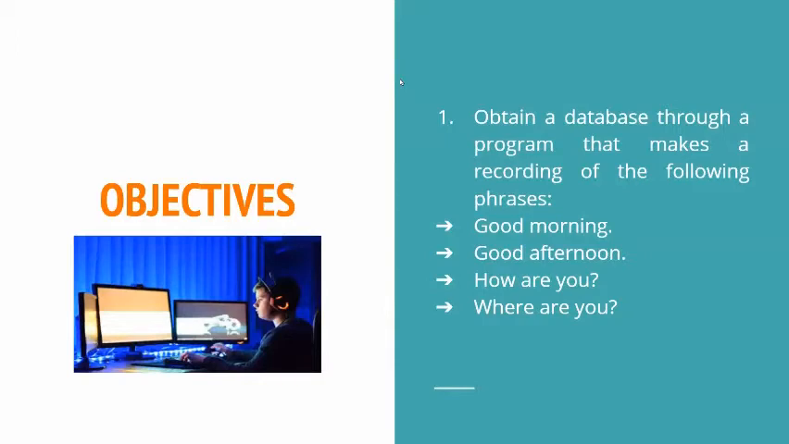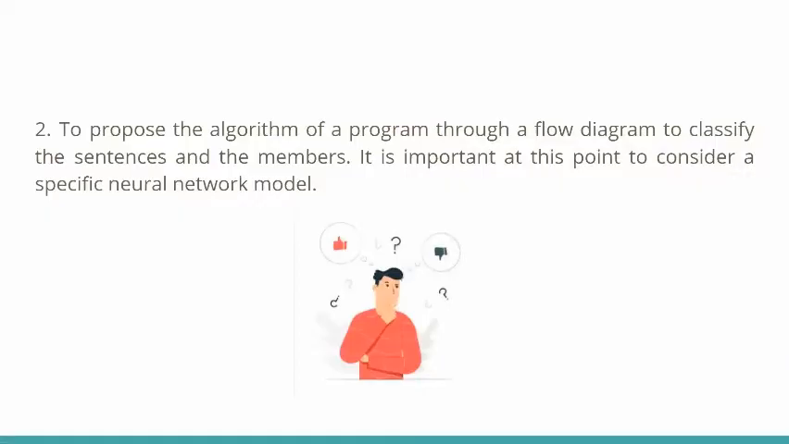Well, the objectives of the project: one, obtain a database through a program that makes a recording of the following phrases: good morning, good afternoon, how are you, and where are you. Two, to propose the algorithm of a program through a flow diagram to classify the sentences and the members. It is important at this point to consider a specific neural network model.